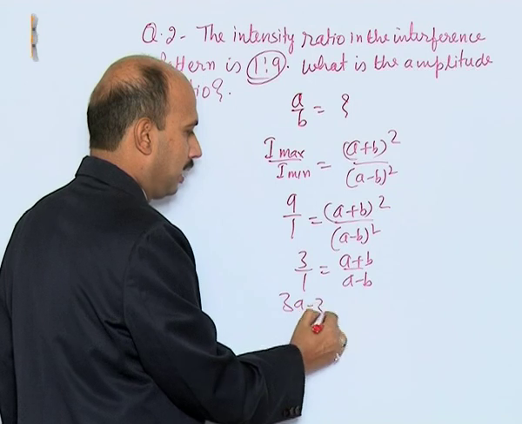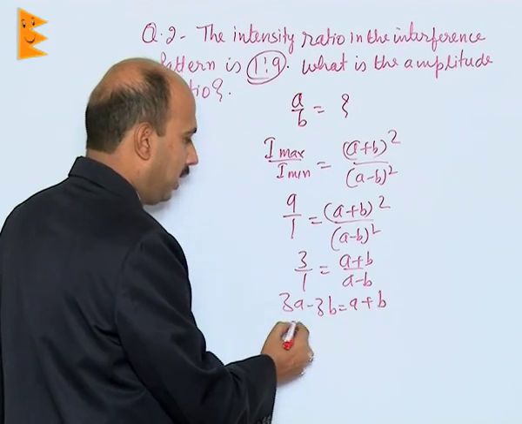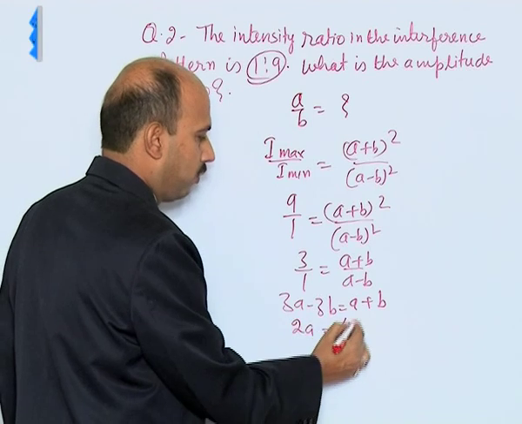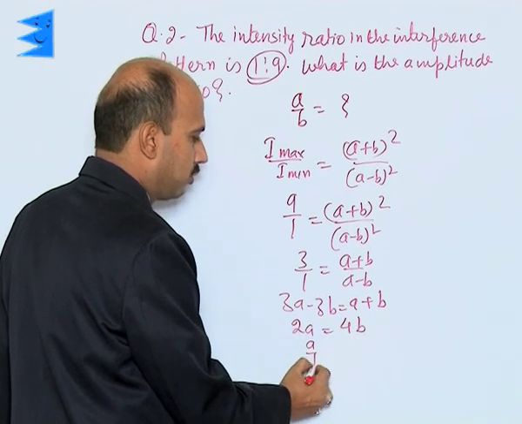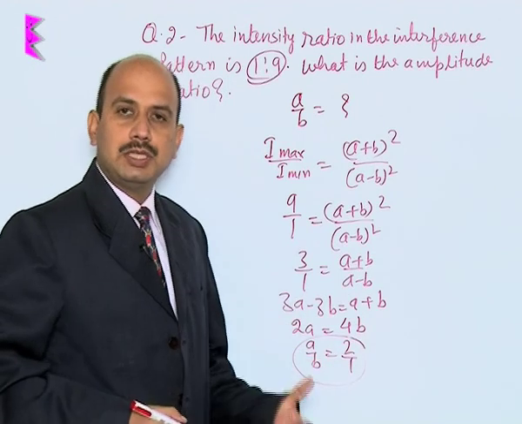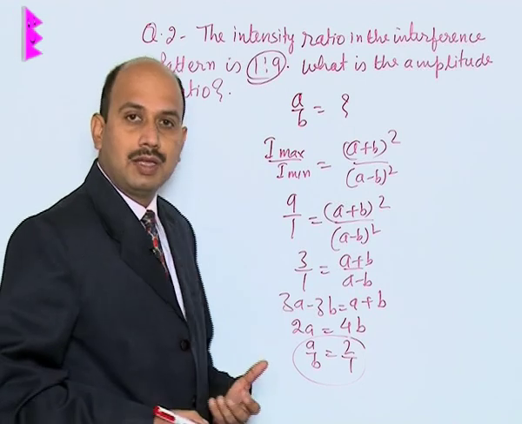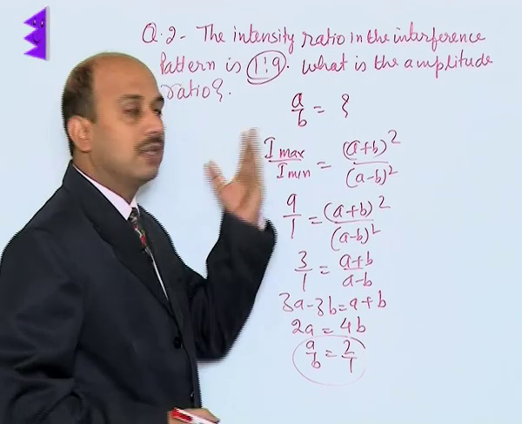So 3A minus 3B is equal to A plus B. So we can write 2A is equal to 4B. So A is to B is equal to 2:1. So this is the ratio of amplitude of the two coherent sources which are interfering and giving the ratio of intensity 1:9.